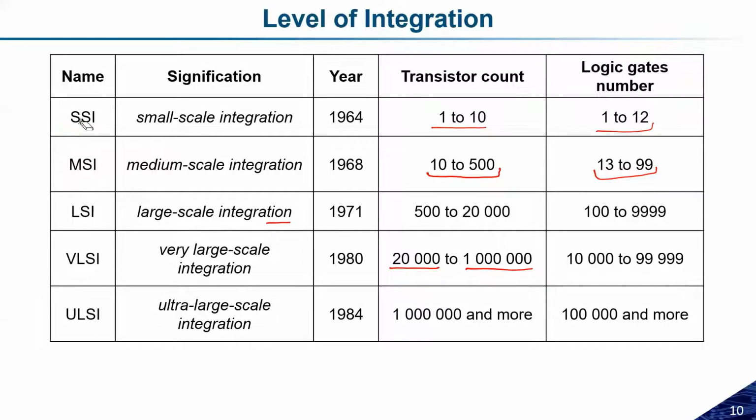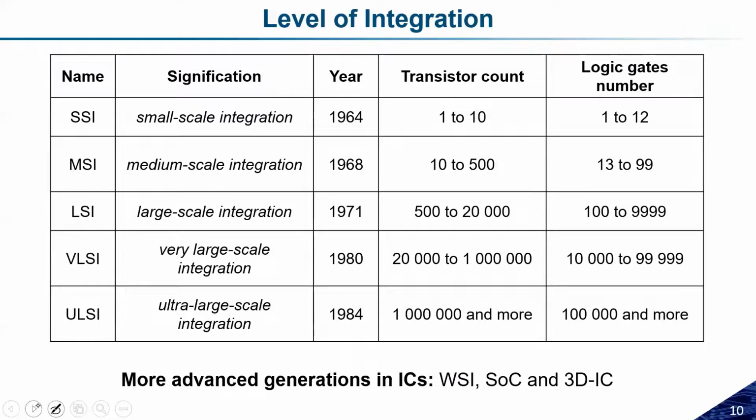So based on the number of transistors, the transistor count, and the logic gates that we have added into it, we can decide what is the level of integration. So this is all based on the number of transistors or the density. Some other advanced generations of ICs are like wafer scale integration. What is this wafer scale? WSI is nothing but the wafer scale integration.